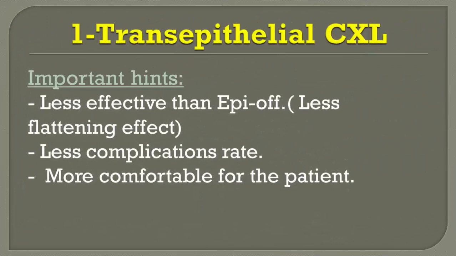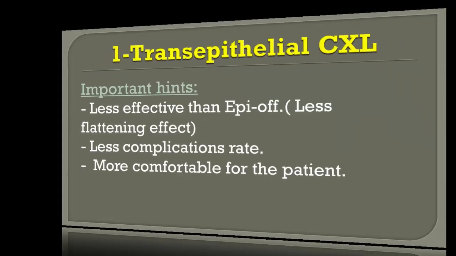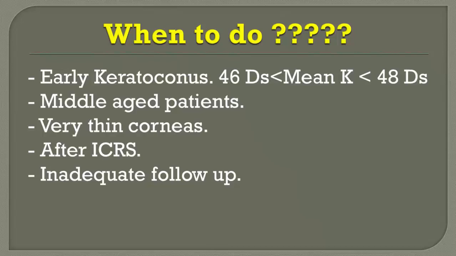Transepithelial corneal collagen cross-linking. Important hints: it is less effective than Epi-off cross-linking, with less flattening effect, less complication rate, and more comfortable for the patient. When to do it? We do that in cases of early keratoconus in middle-aged patients with very thin cornea in which we can't use the Epi-off technique, after intracorneal ring segment implantation, and in patients with inadequate follow-up for epithelial healing.